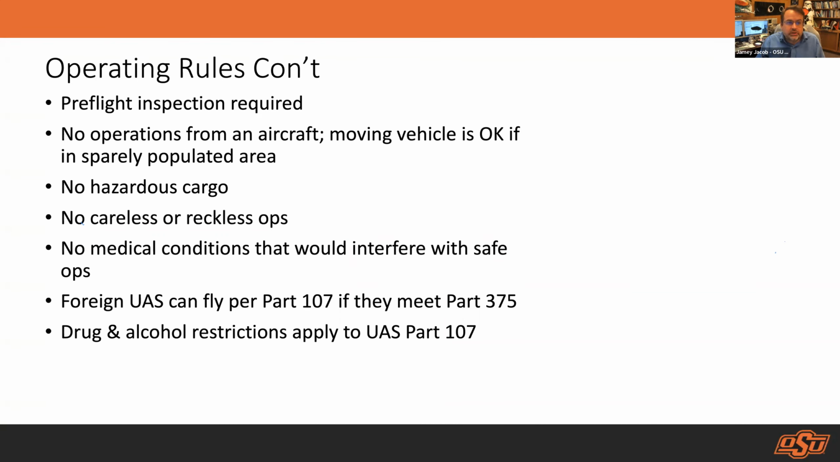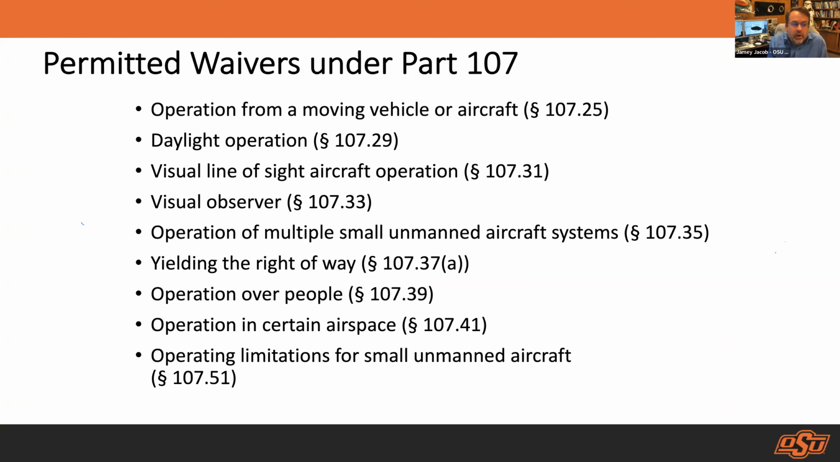Now, there are a number of waivers that you can get that are permitted under Part 107. One of those is operations from a moving vehicle or aircraft. And so you can get a waiver from that, so that way you can fly a vehicle from a moving car. Various operations outside of visual line of sight, visual observers, what we call swarms, or operating multiple or one-to-many aircraft, so that way you can have one controller operating several vehicles. Operations over people, flying in certain airspace, et cetera, et cetera.